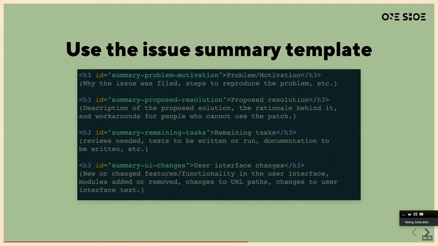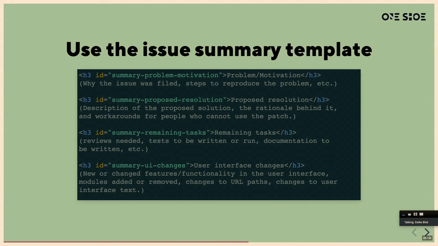Then your proposed resolution. Why do you think this is the best solution? Maybe any workarounds that exist for people who cannot use the patch. Any remaining tasks is the next heading that could include create a patch, create tests, reviews, documentation needs to be written, that sort of thing.